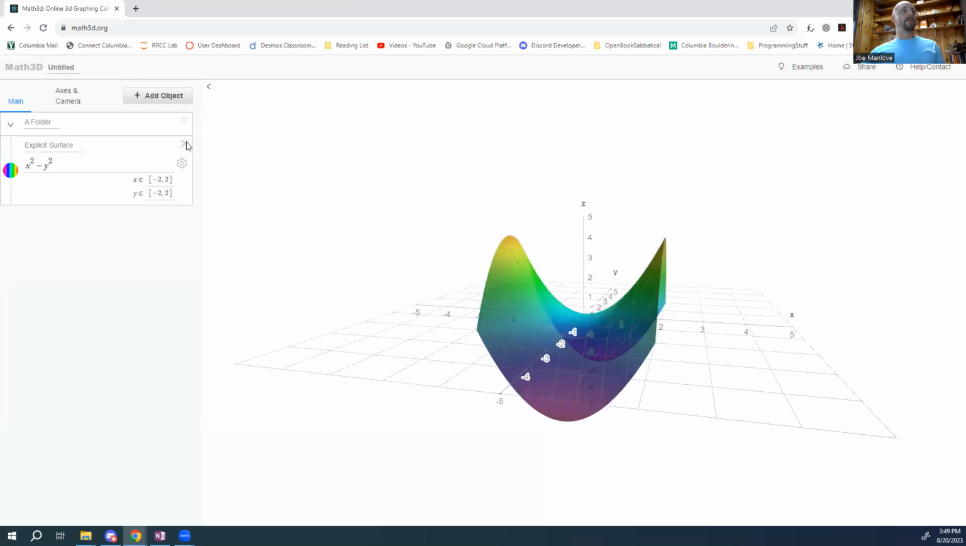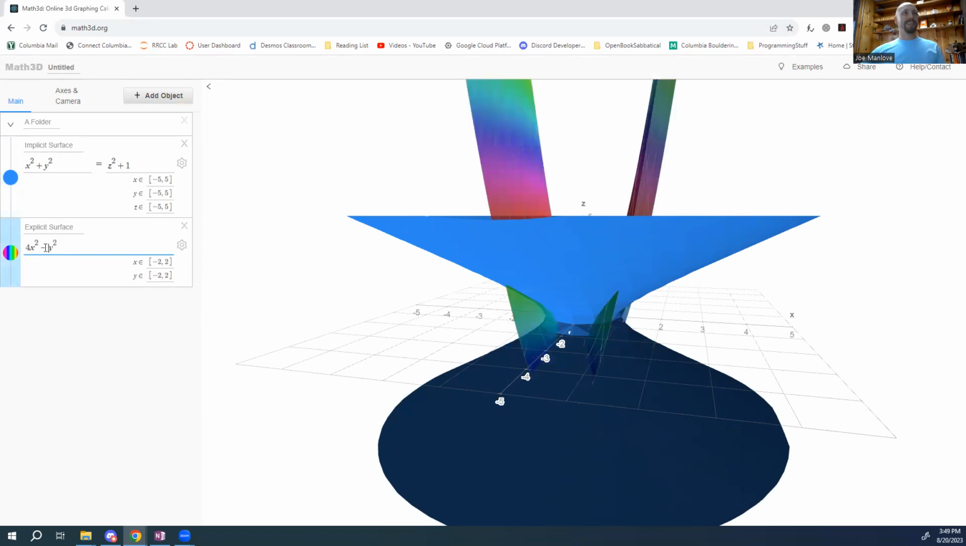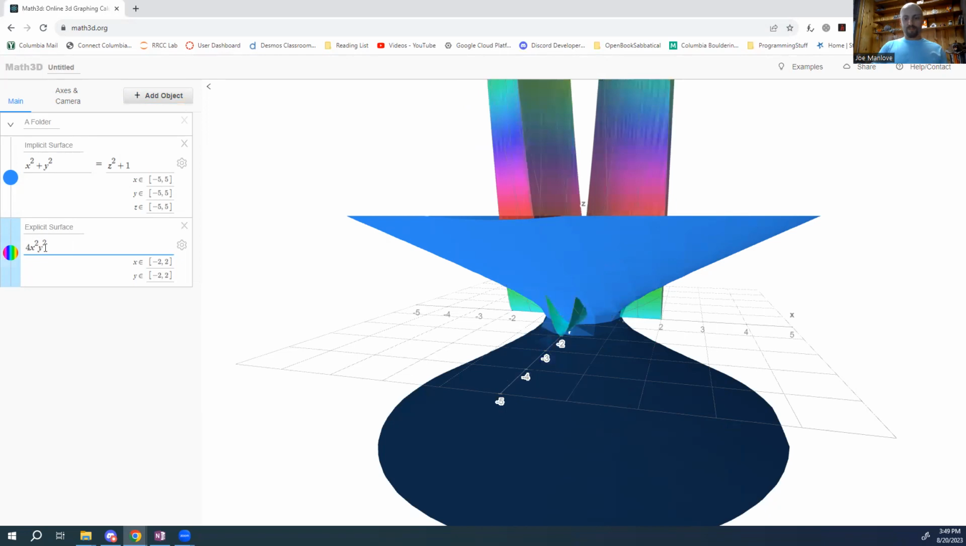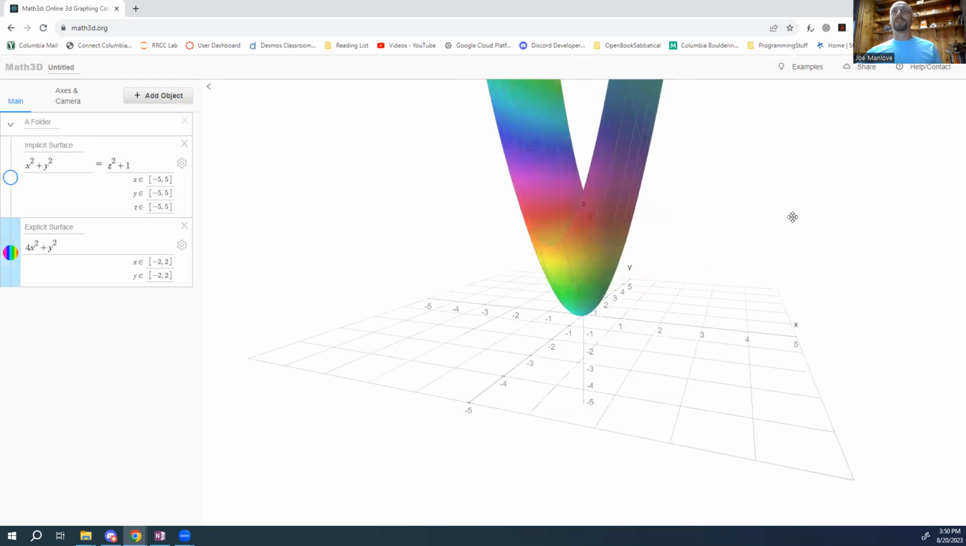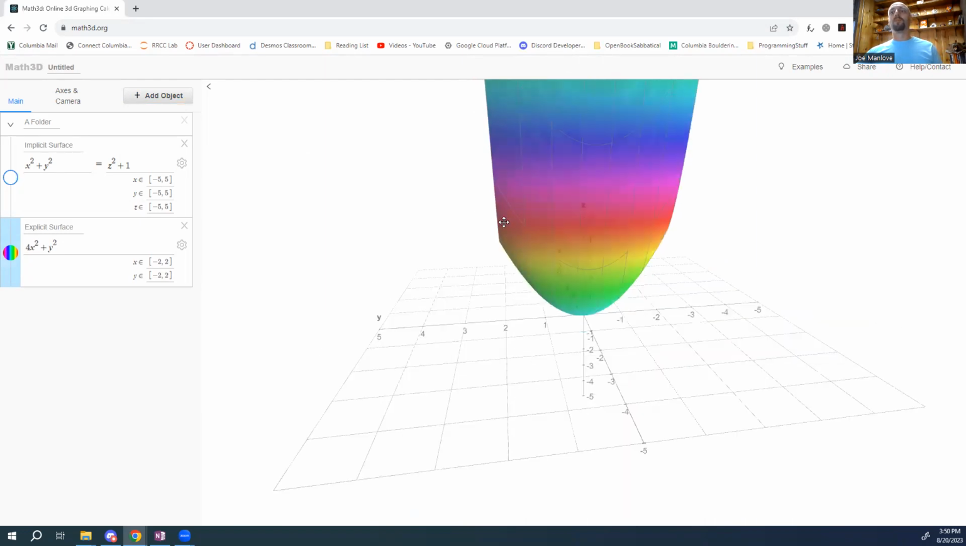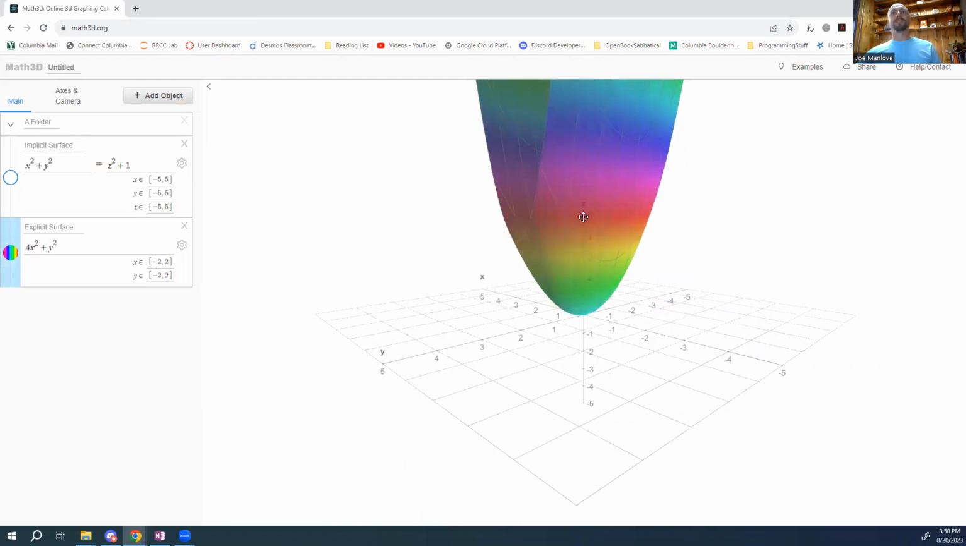Okay, so here's my Math 3D. Let's see. I'm going to need two. I guess one can be an explicit surface. The other one needs to be an implicit surface. So my explicit surface needs to be 4x squared plus y squared. Oops, that's not where the plus sign goes. Okay, so turning off my implicit surface for a second, there's my paraboloid, right? And you can see that if I sliced it horizontally, I'd get ellipses.